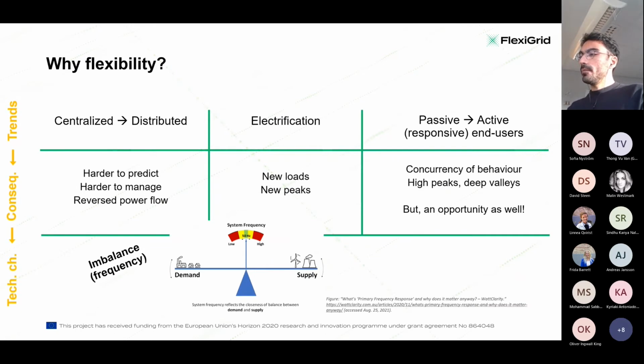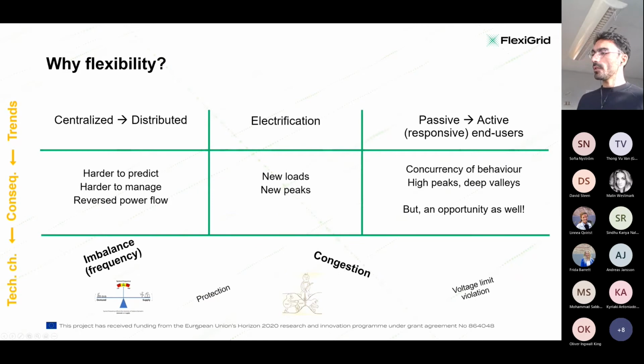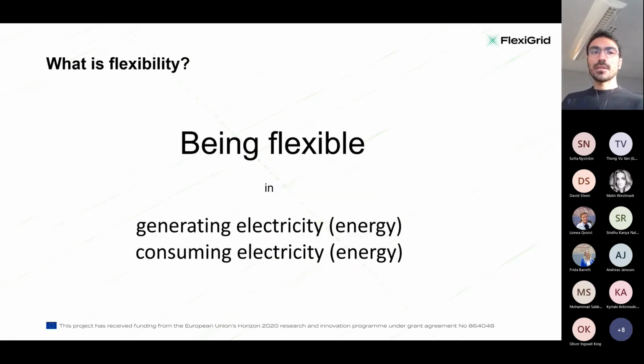Imbalance between demand and supply will cause frequency issues. This is one of the challenges in the future. Congestions we might face, especially at the regional and local distribution levels. Protection challenges regarding the reverse power flows, and also voltage limit violations if we cannot keep the voltage within the accepted range.